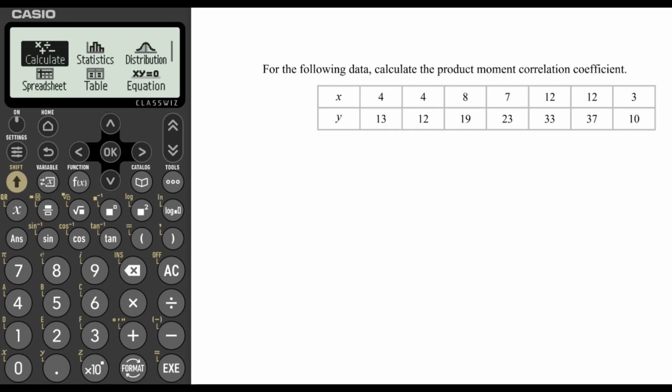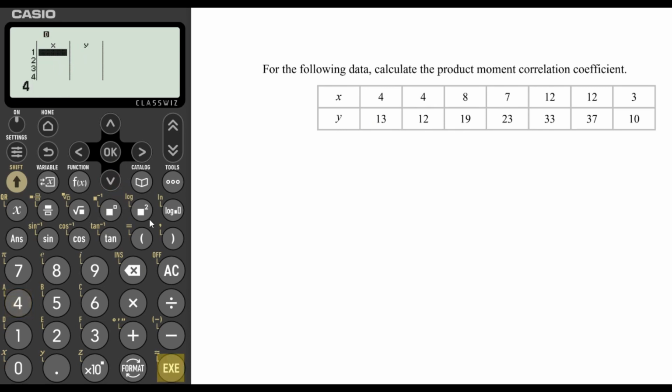We can use our calculator to calculate the product moment correlation coefficient. Let's take a look at how to do this using an example. In this example, we have to calculate the product moment correlation coefficient for the following data. From the main menu, if we scroll to the Statistics sub-menu, we have two variables because we have x and y. Press Execute. We can enter in our x and y data.